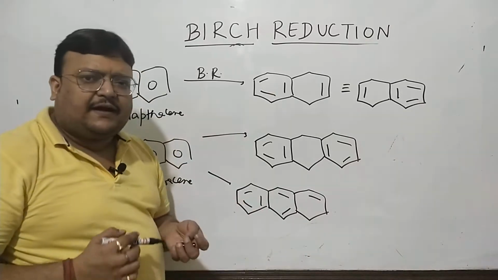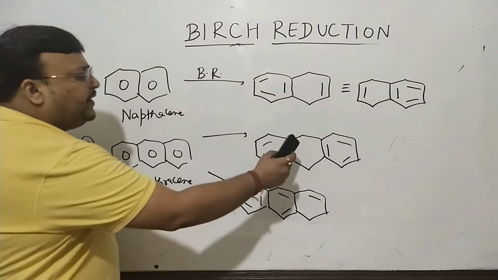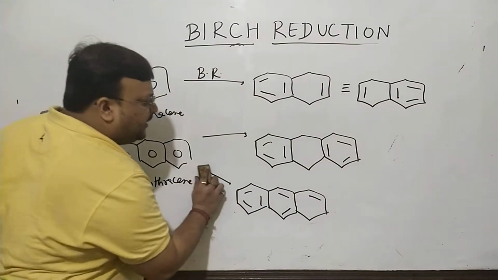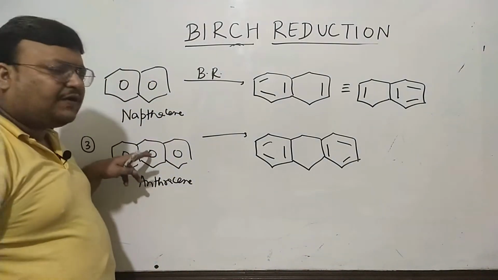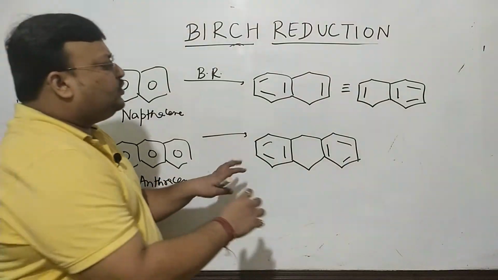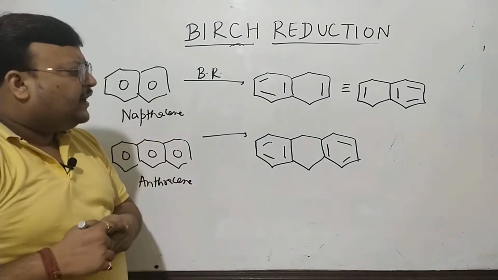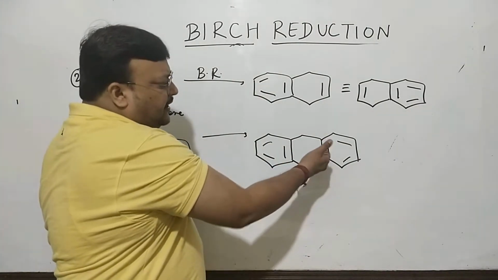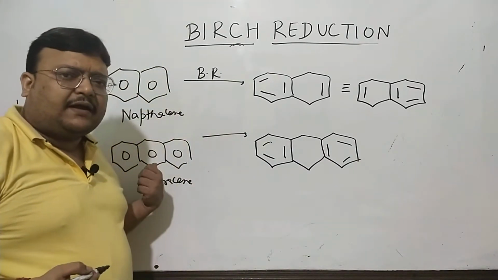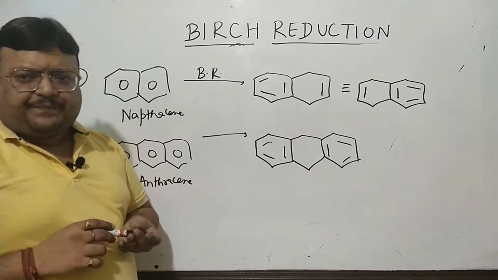So something of this kind does not happen, and every time in anthracene, to get two benzene rings, oxidation and reduction both will happen at the middle ring. Always the middle ring is subjected to oxidation reduction, so that two aromatic rings or two benzene rings are always retained. Here again, if you look at the middle ring, you will find it non-conjugated: double, single, single, double. So the middle ring has been reduced and the product is a non-conjugated diene in one way.